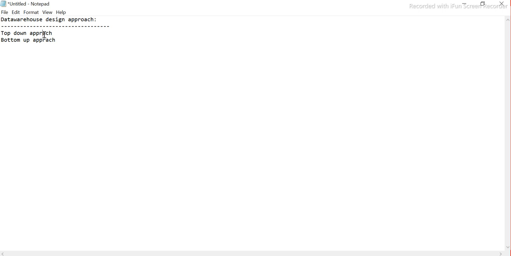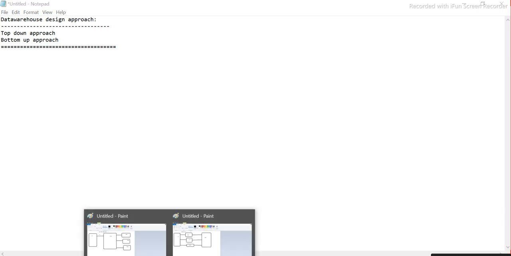Okay, one second, guys. Okay, it should be approach. All right. So before that, let's try to understand what is the top-down approach. So with the top-down approach, what we do basically, I will show you. I already drew a picture. I will show you the picture, then I think it will make more sense to you.